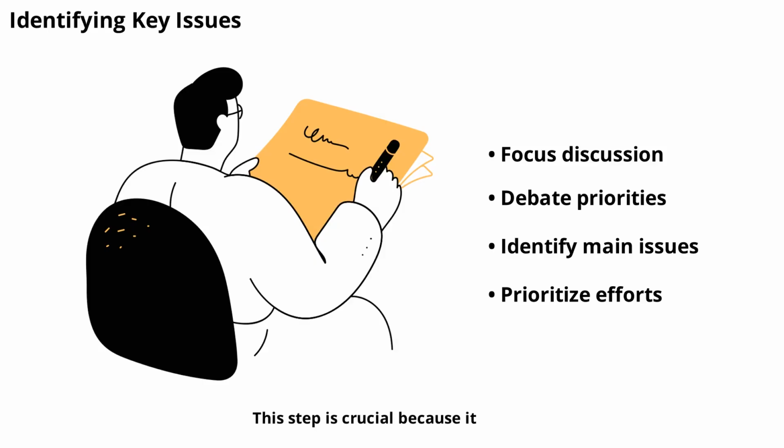This step is crucial because it focuses the discussion on what really matters. Participants may debate which issues are most important or urgent. By narrowing down the list, the group can prioritize their efforts and make the review more effective.